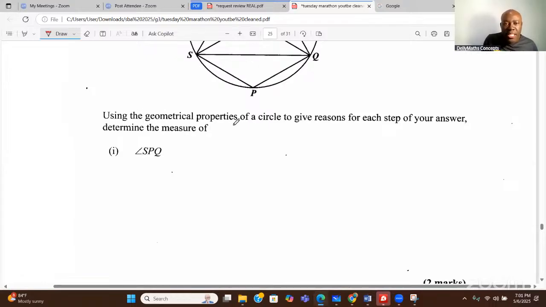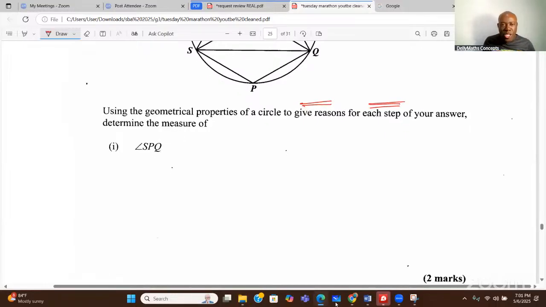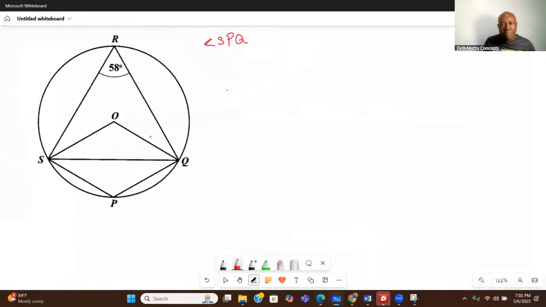It says, using the geometrical property of the circle, give reasons for each step. Ooh, they want each step. All right, determine the measure of angle SPQ. Normally, I will say SPQ, mark the angle. So I'm going to mark the angle SPQ, and then we're going to talk about it.